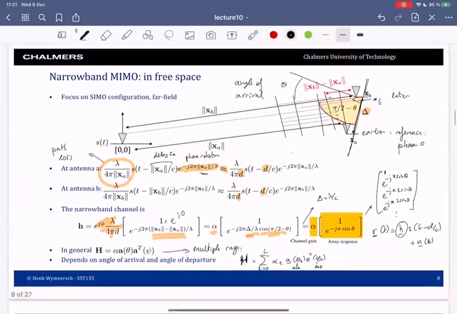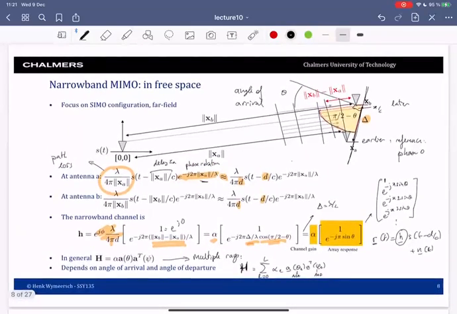So this defines the SIMO channel in free space, and then is easily generalizable to the MIMO channel in free space. And again, what matters is that angles play a role, angles of arrival at the receiver, angles of departure at the transmitter if it has multiple antennas. The orientation of the receiver plays a role, and how the antenna is placed. And this happens in this array response vector.